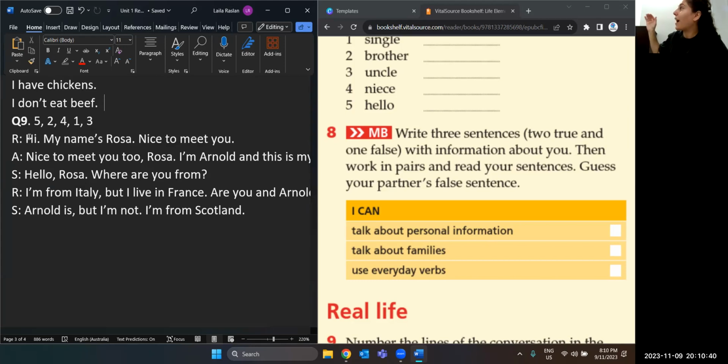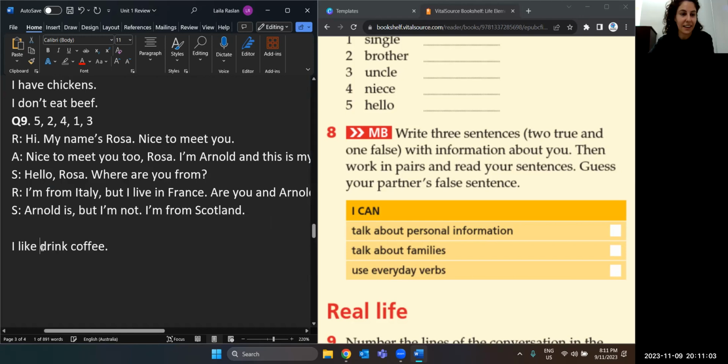So it should be I like to drink coffee. Because remember, you can't have two verbs together. So that should have been I like to drink coffee. Okay, good. Also, I like drinking. Yeah, exactly. Okay, because one is the present continuous, another one is the present simple. I like drinking coffee or I like to drink coffee. Good. Okay.